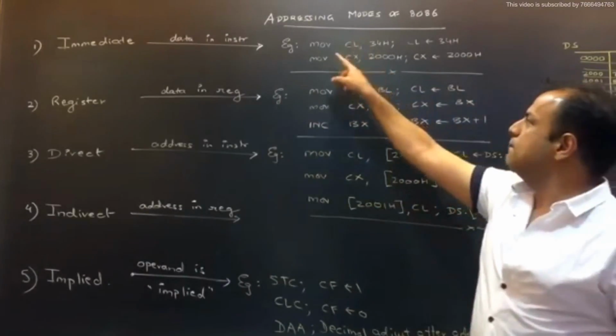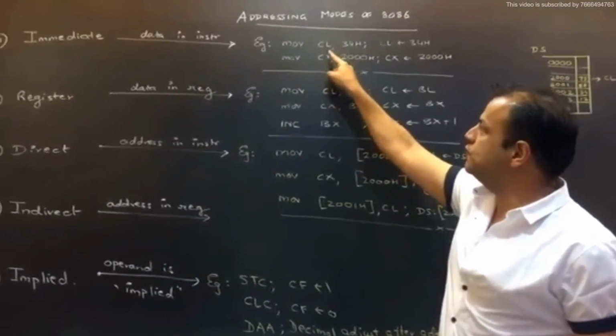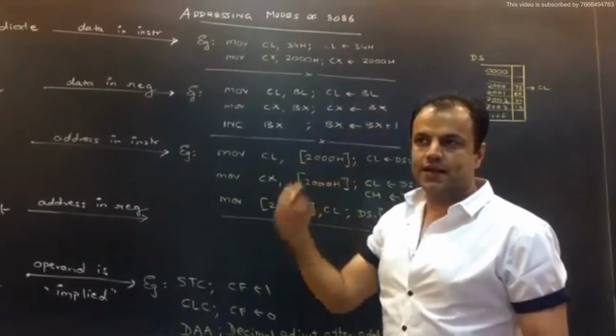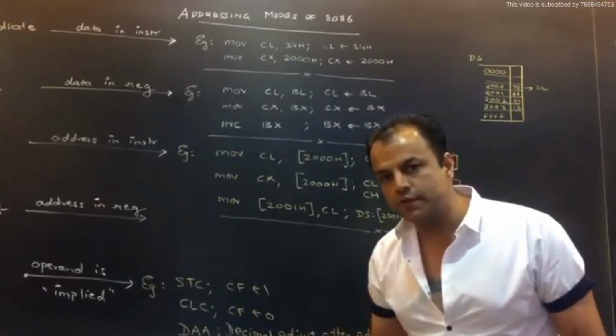So coming back, MOV CL, 34. I'm telling it to move into the CL register the value 34. So what will CL get? Will it get the contents of location 34 or the value 34?